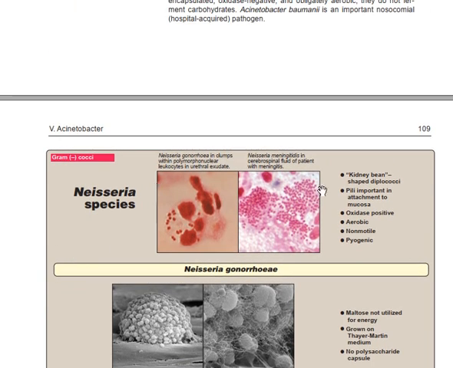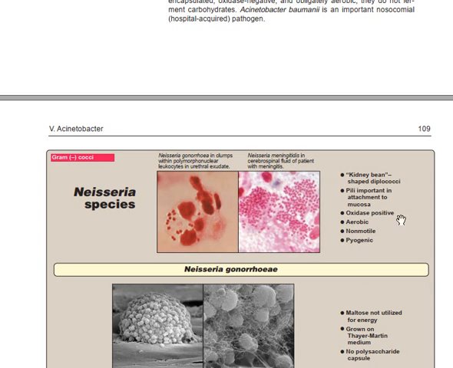So we said the Neisseria species: Neisseria gonorrhea is going to exist in clumps within polymorphonuclear leukocytes. Is it clear? Neisseria gonorrhea exists in clumps within polymorphonuclear leukocytes in the urethral surface. So when you look under the microscope, you are going to see clumps inside polymorphonuclear leukocytes. Now for Neisseria meningitidis, you are going to see them free in the cytoplasm, like gram-negative diplococci.